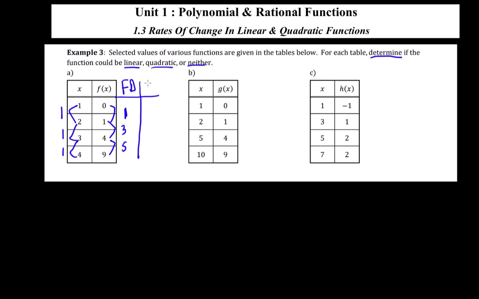So we will do the second difference. We'll use the second difference. So 3 minus 1 is 2. 5 minus 3 is 2. As you can see, the second difference is constant, which is the same value, 2, 2. So 2 divided by 1 is 2, 2 divided by 1 is 2. Then this is a quadratic.